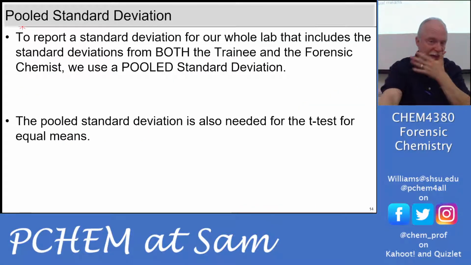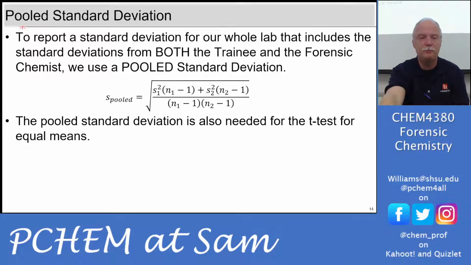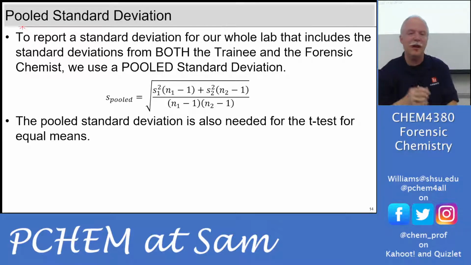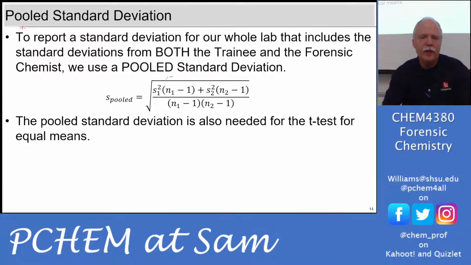Okay. Now to report a standard deviation for the whole lab that includes both the trainee and the forensic chemist, we pooled the standard deviation. We calculated this during our measurement exercise that one day. So this is how it's calculated. We need the pooled standard deviation for the t-test for equal means. And so what are the numbers that would go in here?